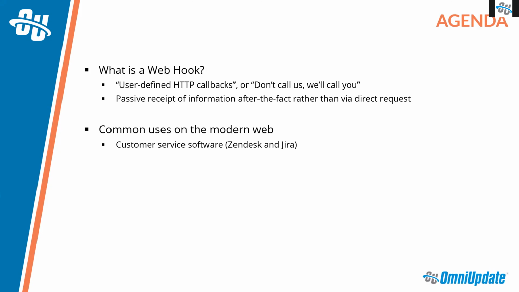Zendesk and Jira. Some of you may have used Zendesk to file support tickets with us. Zendesk allows webhooks from bug tracking systems such as Jira to update its tickets. So when a Jira bug entry is attached to a Zendesk ticket, in the event that the bug's entry status changes, i.e. if it was marked as fixed, a webhook will be triggered from Jira after the fact of that status change to update the Zendesk ticket with the bug's new status.